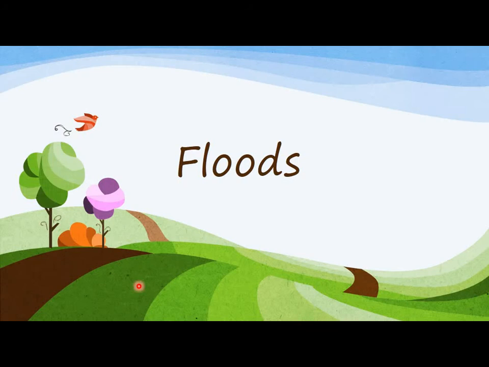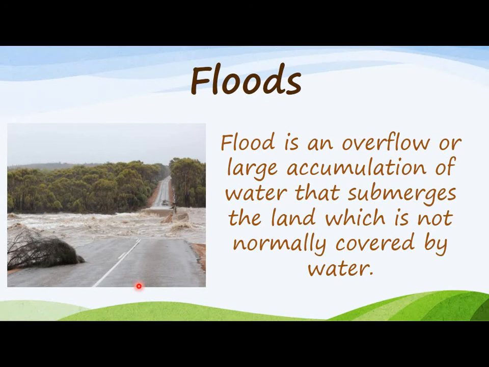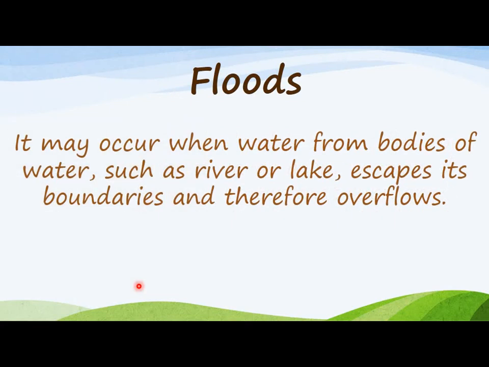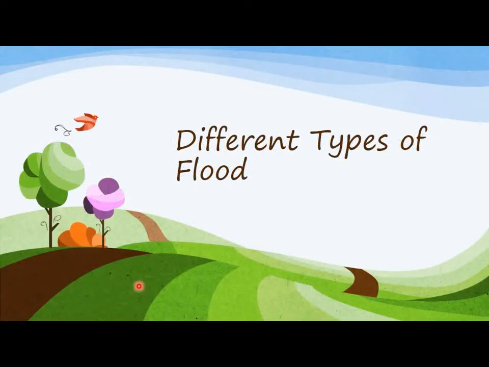Now, next natin i-discuss is yung floods. Baha. Very timely to, no? So, flood is an overflow or large accumulation of water that submerges the land which is not normally covered by water. Alam naman natin kung ano yung flood. So, unusual na pag-submerge ng land area ng isang area dahil sa pagtaas ng tubig. Now, it may occur when water from bodies of water such as river or lake escapes its boundaries and therefore overflows. Now, we have different types of flood.